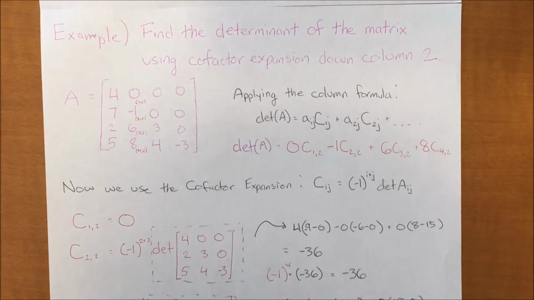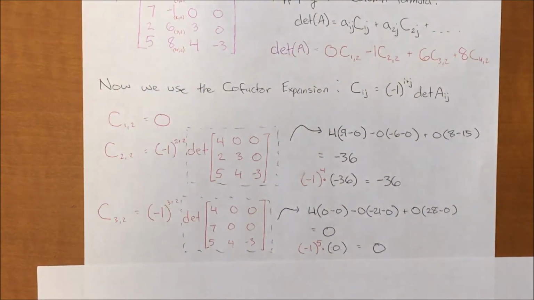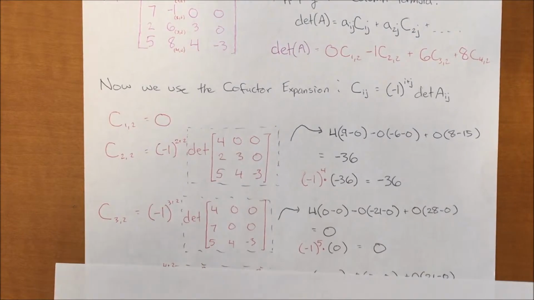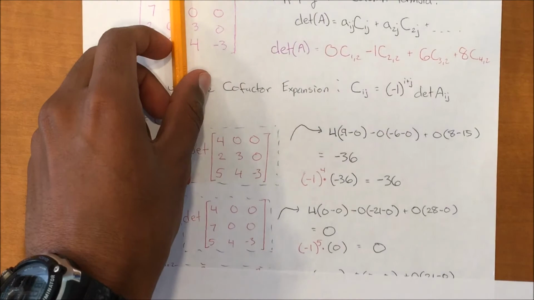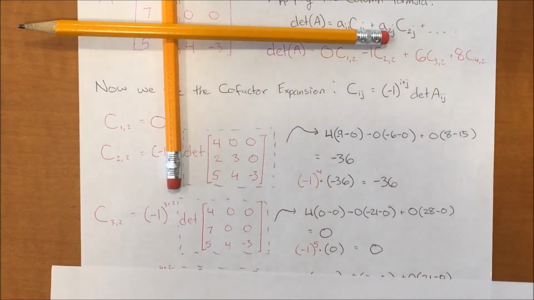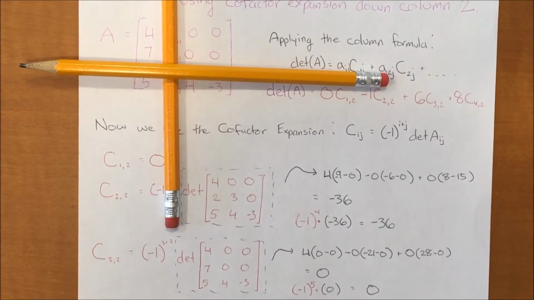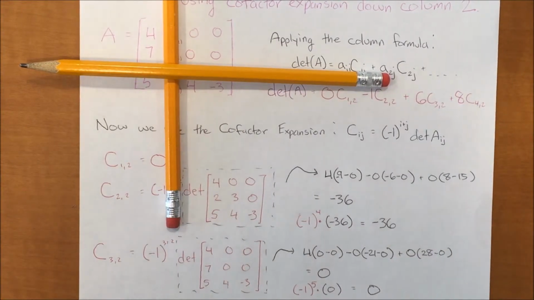Next, let's go to cofactor 3,2. This same process applies to this new entry of 3,2 here. We cover up the column here and the row here and create a new matrix 4, 0, 0, 7, 0, 0, 5, 4, negative 3. Evaluating the determinant of this one, we get 0, and when we multiply the sign multiplier, we still get 0.